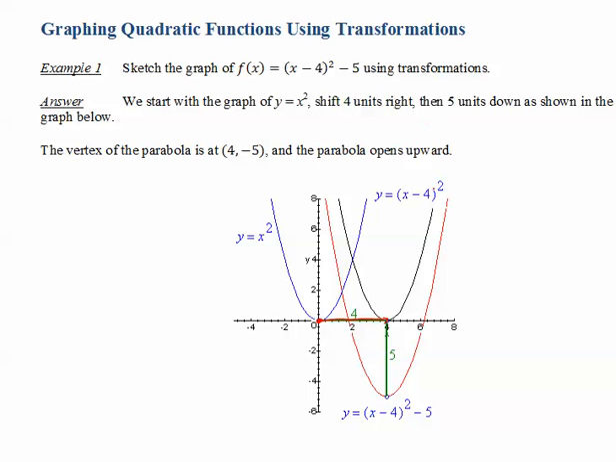And then we shift 5 units down, because I have negative 5, we're going to shift 5 units down. If it was positive 5, we're going to shift the whole thing 5 units up. And then we end up with the graph y equals (x minus 4) quantity squared minus 5. Let's see another example.